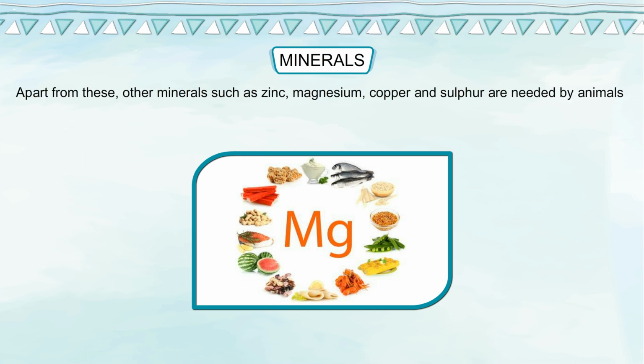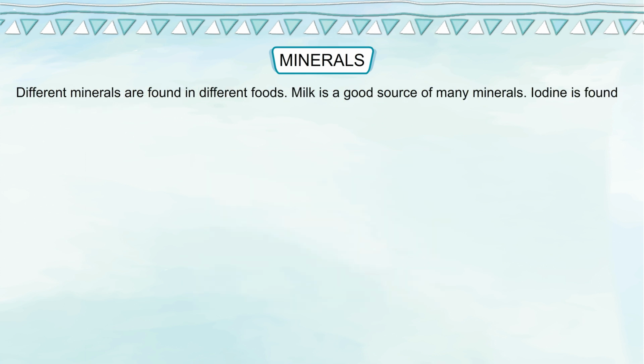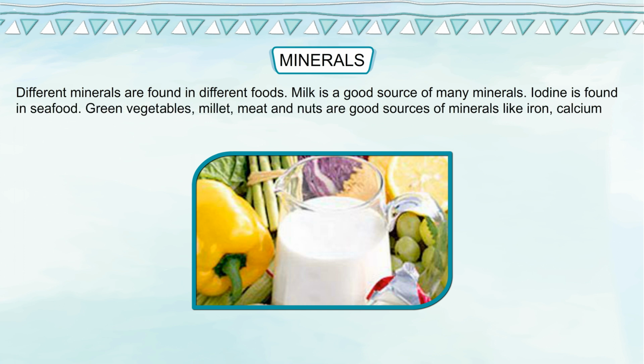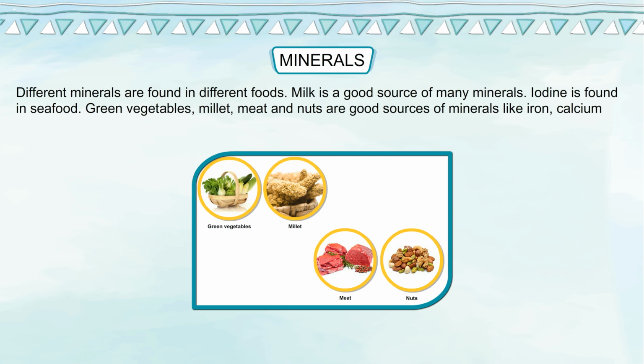Apart from these, other minerals such as zinc, magnesium, copper and sulfur are needed by animals and plants in small amounts. Different minerals are found in different food. Milk is a good source of many minerals. Iodine is found in seafood. Green vegetables, millet, meat and nuts are good sources of minerals like iron, calcium and phosphorus. Deficiency of minerals causes various diseases.